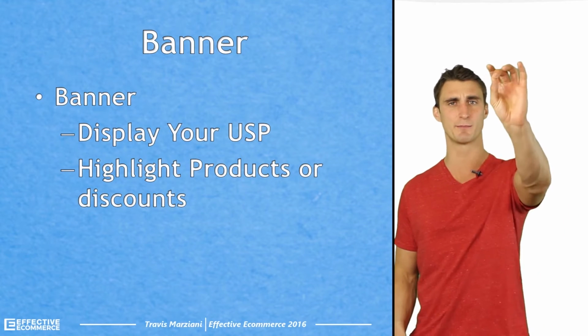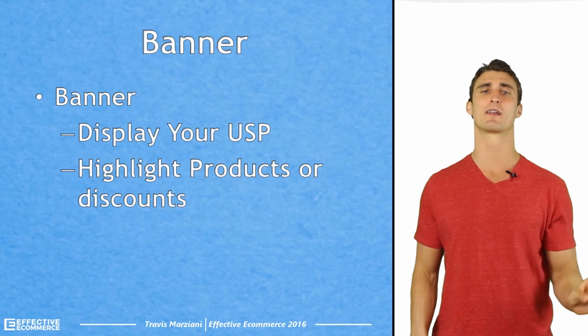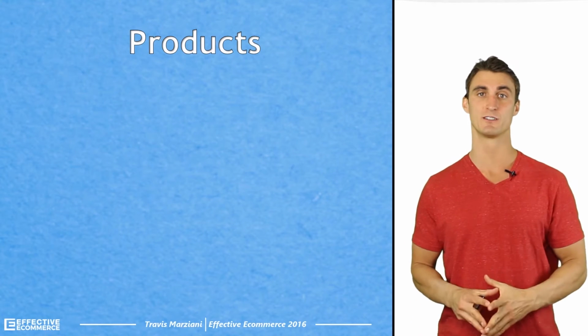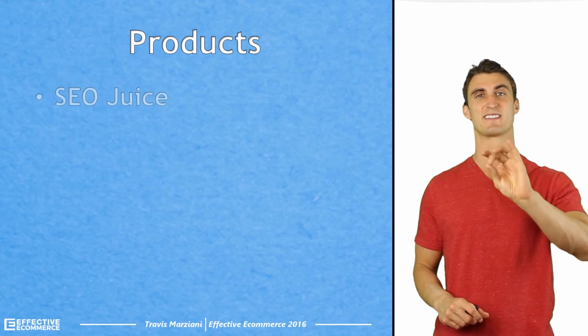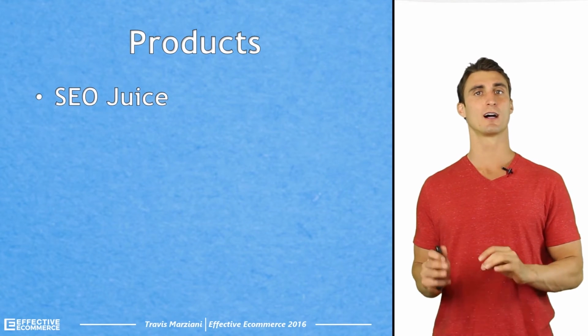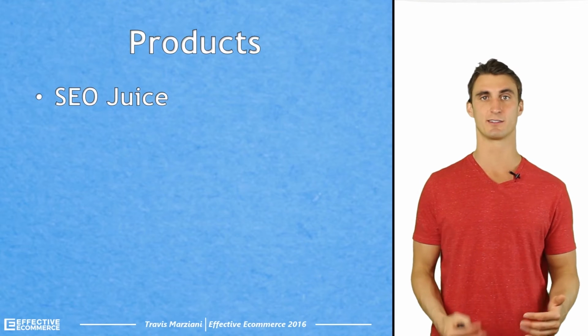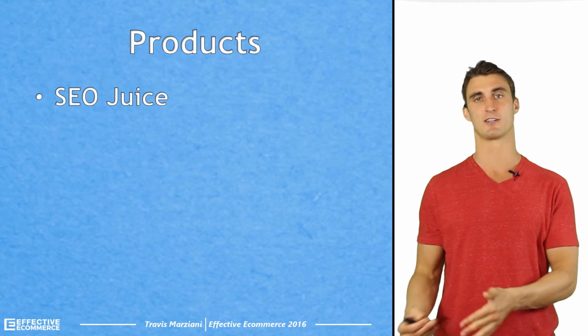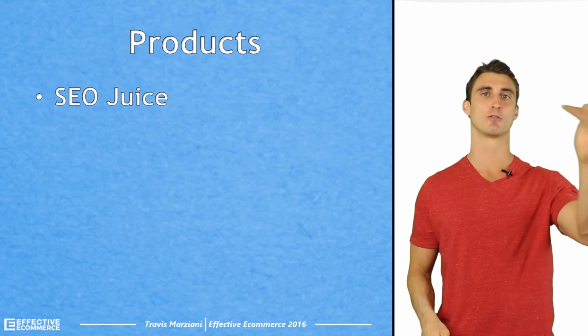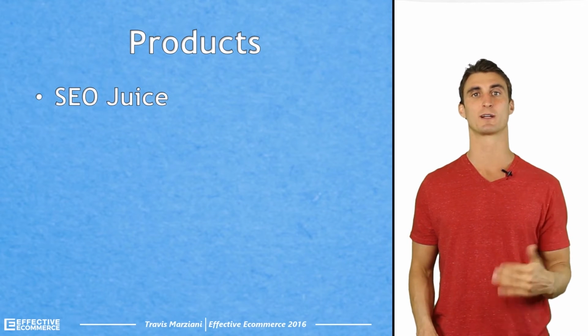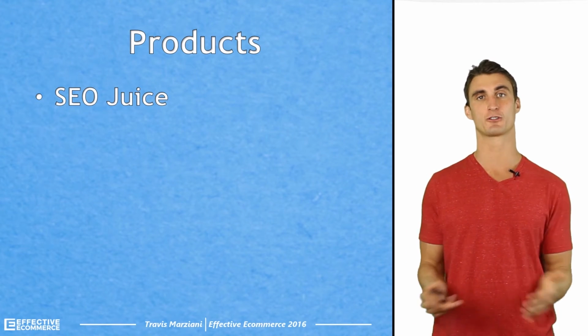Now, products. Underneath the banner, a lot of times there will be products that are displayed. And there are a lot of good reasons for this. The first one that I'll mention is the SEO juice. In future lessons, we're going to talk about what SEO is. If you don't know, search engine optimization basically means trying to rank higher up in Google. Your goal, obviously, is to rank as high as possible in Google for your search terms.